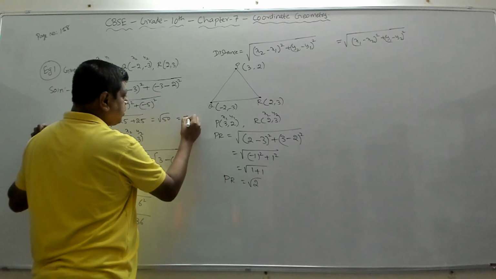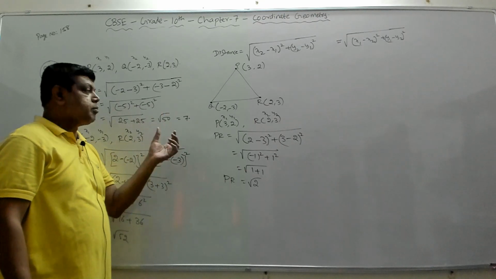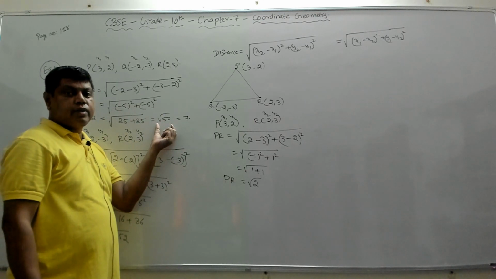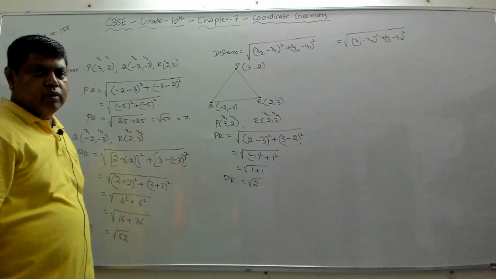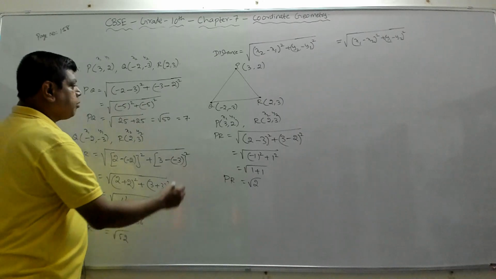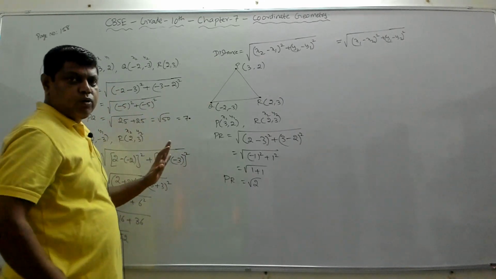Root of 50 is 7 point something. Square root of 50 value is 7 point something, because square root of 49 is 7. Square root of 49 is 7 means square root of 50 should be more than 7. Definitely it is more than 7. So 7 point something. Right? You need not find the exact value. You can say it is 7.